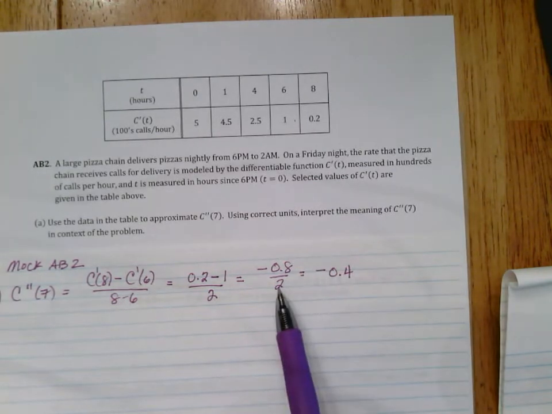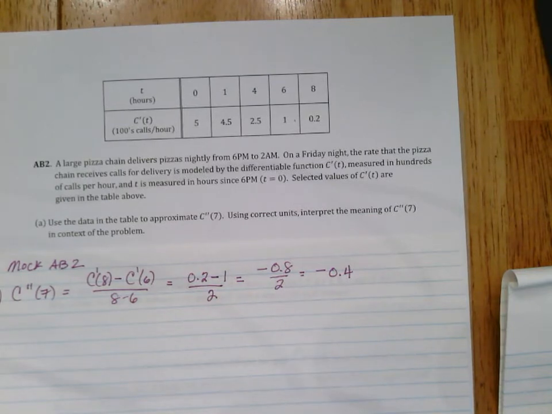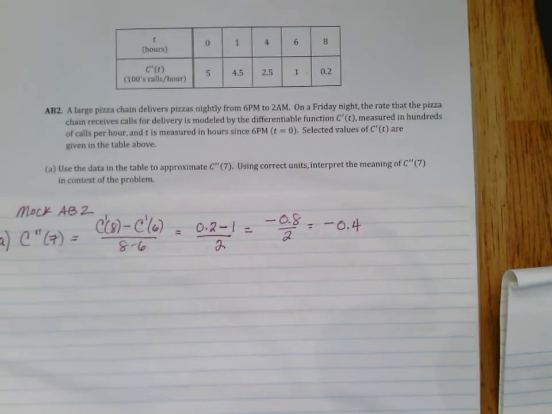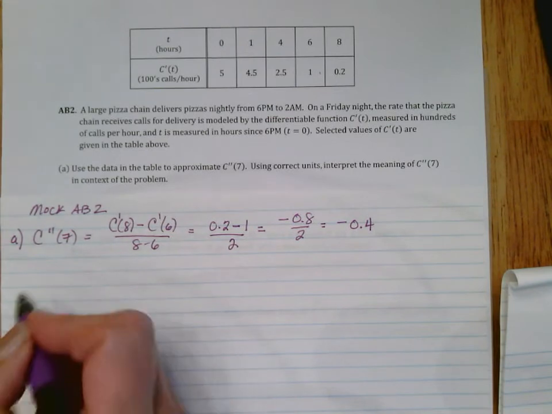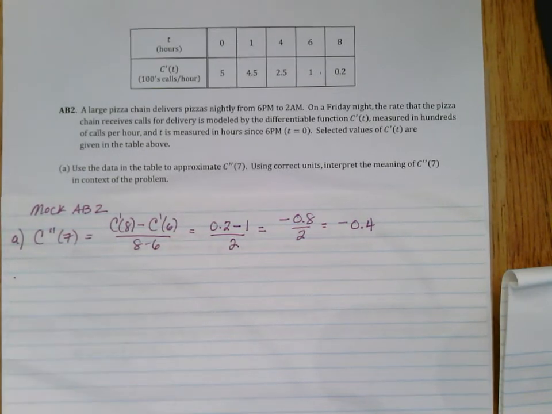Okay, and if you left your answer as negative 0.8 over 2, that's okay, but this is really easy arithmetic, and again, you can use calculator on this one. Or I didn't say that at the beginning, but you can use calculator on this one. Oh, and now we need to interpret the meaning in context of the problem.